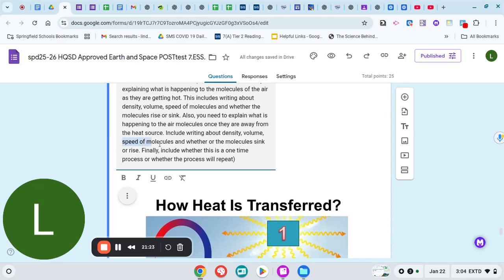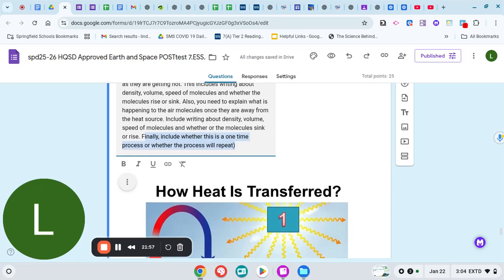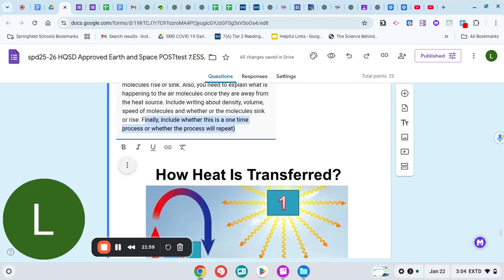Then if they're going to get cold because they're away from the heat source, tell me about the speed of those air molecules. Are the air molecules slowing down or are they speeding up? And if they're slowing down or speeding up, how does that affect the volume? Does it take up more space or less space? Then talk about the density. Because it takes up more space or less space, does it make it more dense or less dense? And then lastly, because if it's more dense or less dense, does it rise or sink? And then you will conclude this by saying either, finally, this process is done, or you'll say, finally, this process will now repeat. Okay? That is what you're putting for here.